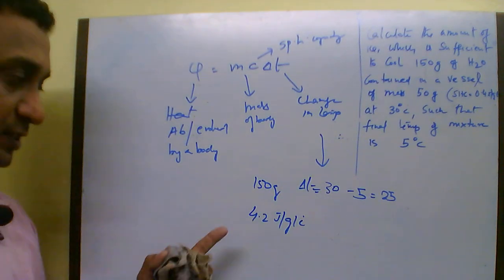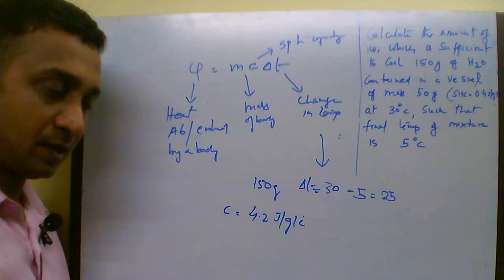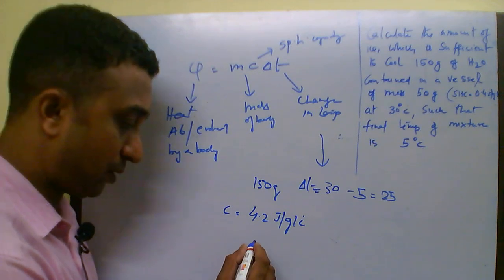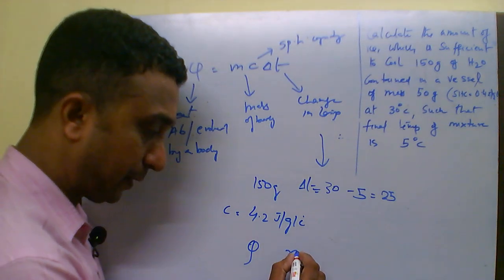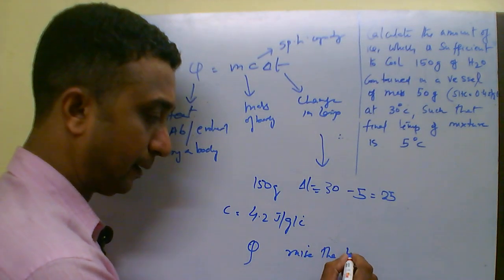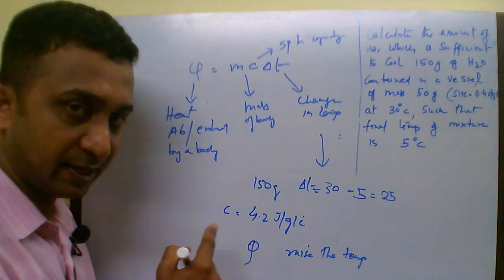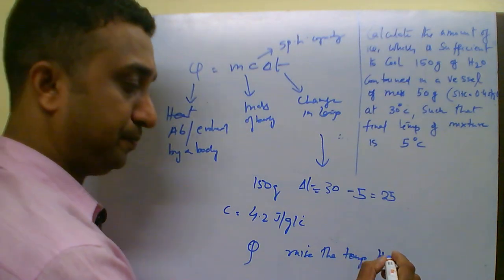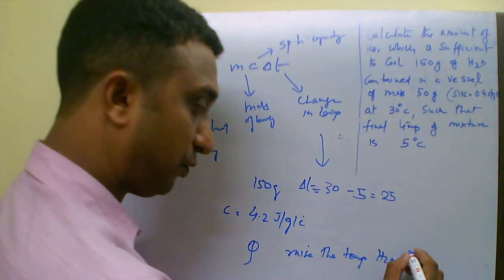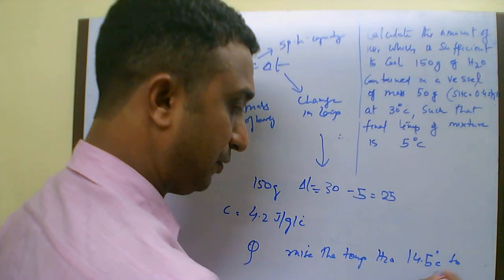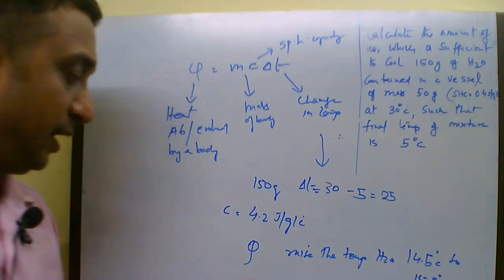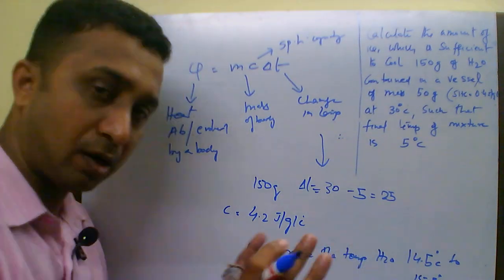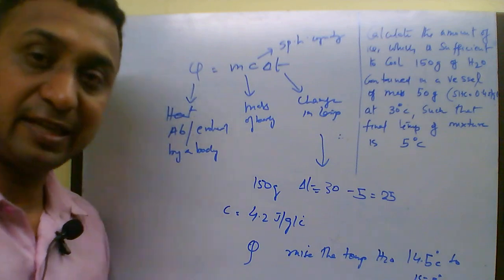Now let me explain what this specific heat capacity c is. Specific heat capacity is defined as the amount of heat required to raise the temperature of water. In this particular case, let me take the example of water. To raise the temperature of water from 14.5 degrees Celsius to 15.5 degrees Celsius. See, Q is the amount of heat required to raise the temperature of, unless I specify how much amount of water, if I write it like this, it becomes heat capacity.